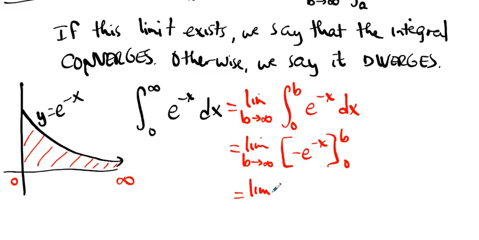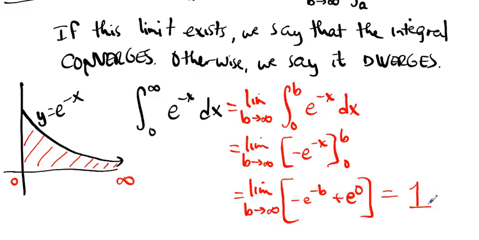So, sub in the b, sub in the 0. Remember, it's subtracting a negative. And what do you got? Well, as b goes to infinity, this gets really small. As b goes to infinity, this is still 1. So I get 1.